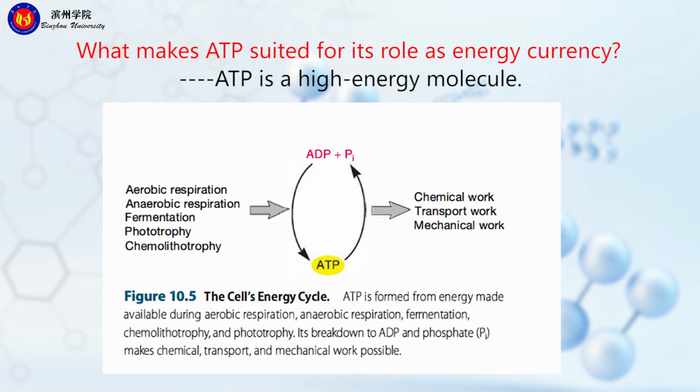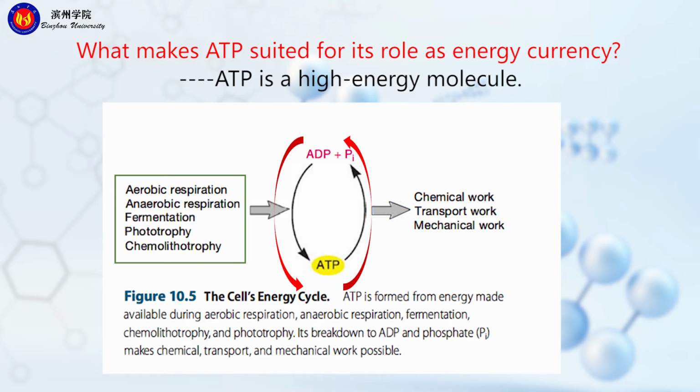From this picture, you can see ATP is formed from energy made available during aerobic respiration, anaerobic respiration, fermentation, chemolithotrophy, and phototrophy. ATP is synthesized from ADP and orthophosphate. When ATP is hydrolyzed, the energy released drives endergonic processes such as anabolism, transport, and mechanical works.